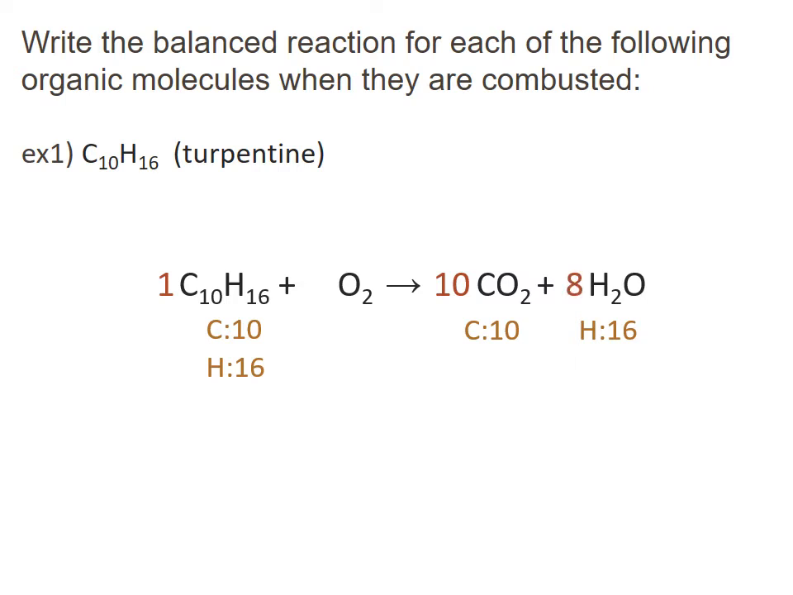Now on the right-hand side, I have a total of 28 oxygen. That's 20 oxygens in the carbon dioxide, 8 oxygens in the 8 water molecules. So if I have 28 total oxygen on the right-hand side, I will need a total of 28 oxygen on the left-hand side. And since turpentine does not have any oxygen, all 28 oxygen atoms must come from the oxygen molecules. In order to get 28 oxygens, I will need 14 O2s.